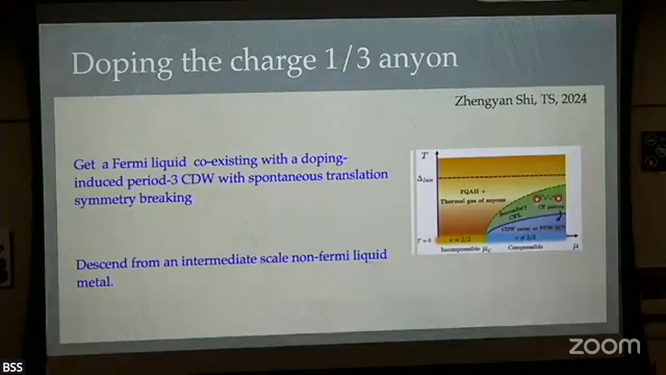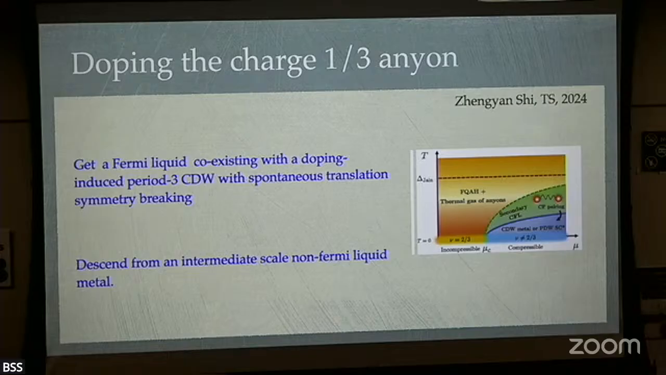Now, you can ask what happens if you dope the charge 1/3 anyon, and within the same theoretical framework, you don't get a superconductor. At least that's not the most natural state. Instead, you get a Fermi liquid. And this Fermi liquid coexists with the CDW, which enlarges the unit cell by a factor of 3. So it's a commensurate CDW.